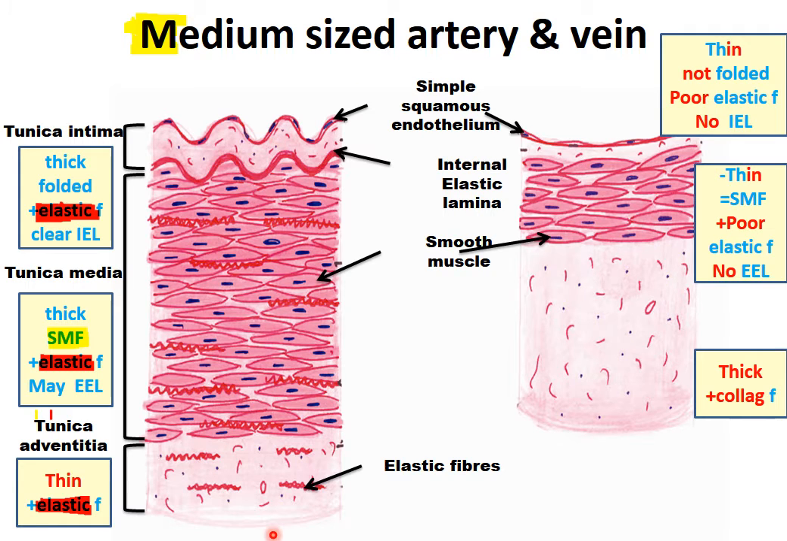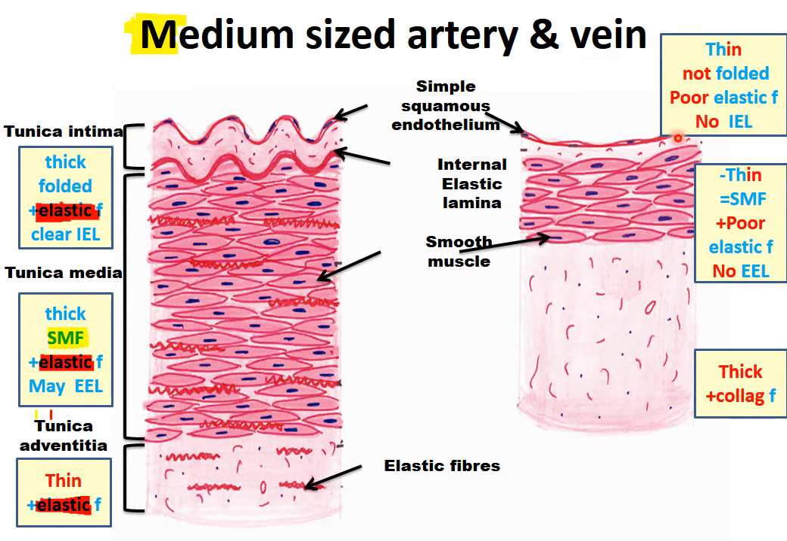This is a section in the medium-sized artery, and this is another one in the medium-sized vein. This is the Tunica Media and Adventitia. The wall as a whole is thicker here than the wall of the vein, right? Because here we have a higher pressure than inside the vein. The Tunica Intima is thick, folded, contains elastic fiber and has a clear internal elastic lamina. Media is thick, formed of smooth muscle fiber, contains also elastic fiber, and may have an external elastic lamina. Adventitia is thin and contains also elastic fiber.